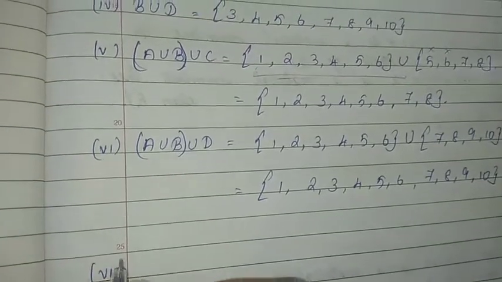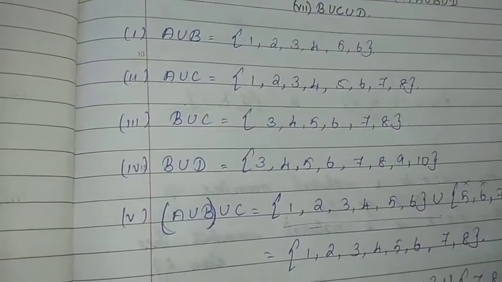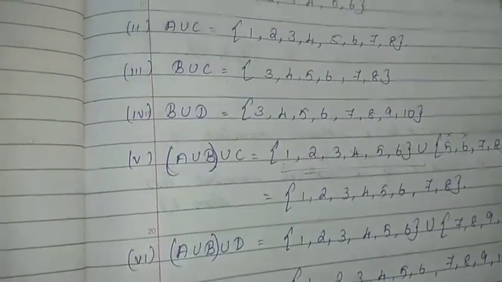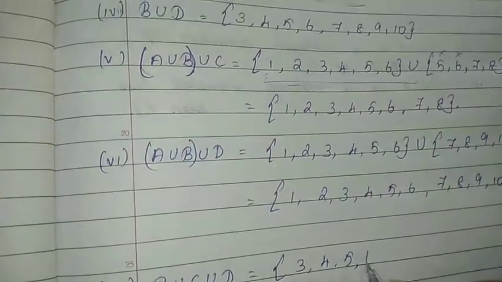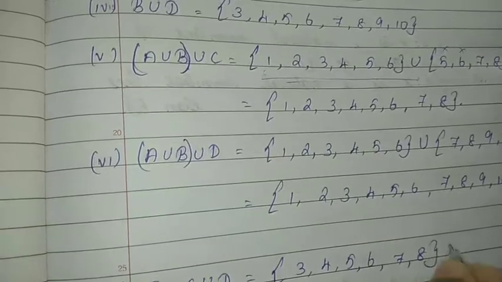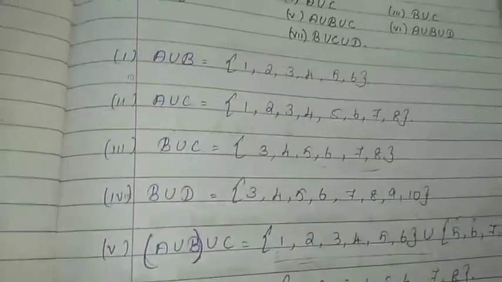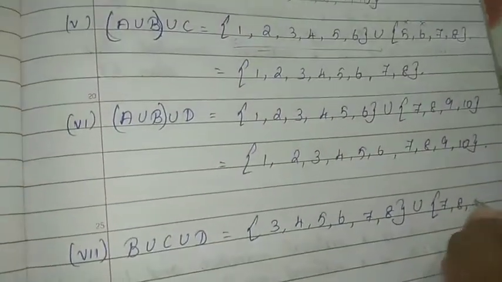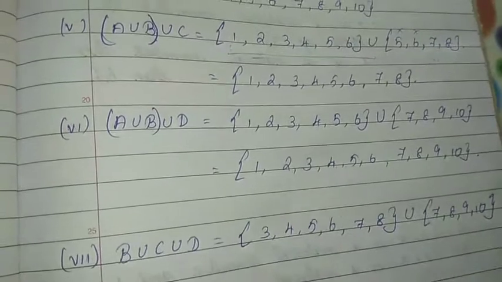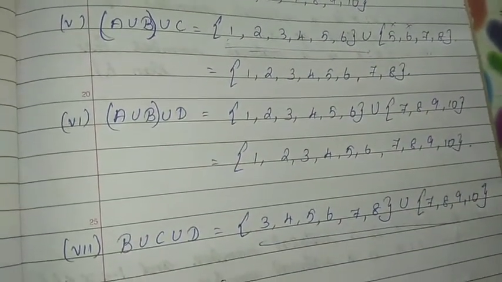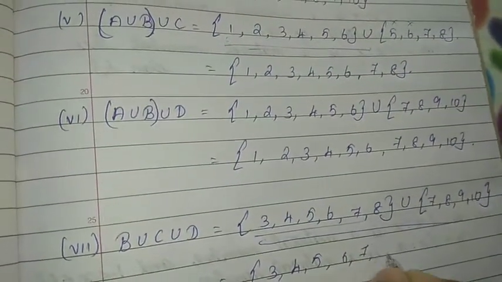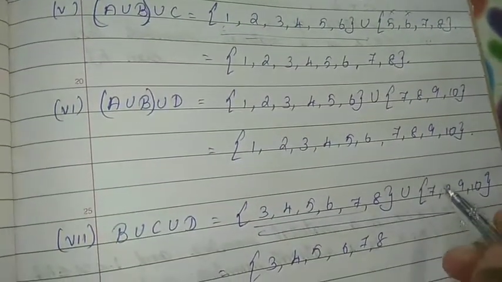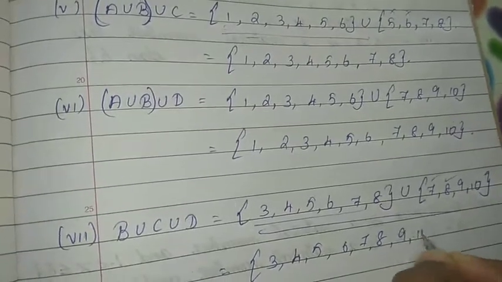Now seventh subdivision is B union C union D. Already we have found B union C, no? So let me write this set: 3, 4, 5, 6, 7, 8, union D. D's set is 7, 8, 9 and 10. Now I have to find the union. Let me write this set first: 3, 4, 5, 6, 7, 8. Now I have to leave out the common elements. This is common, this is also common. So 9 and 10.